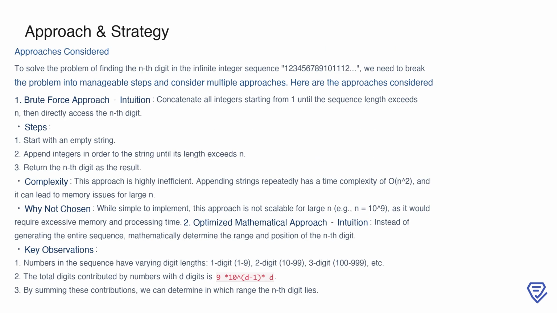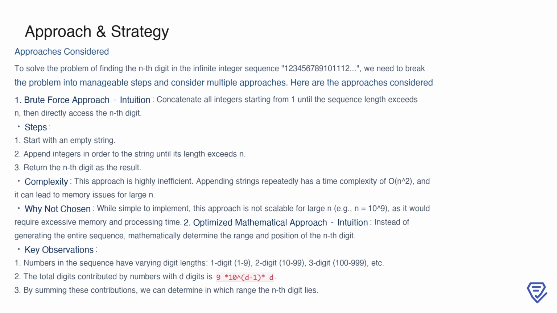To solve the problem of finding the nth digit in the infinite sequence of integers, it's important to first consider different approaches that we might take. One option is the brute force approach, where we generate the sequence by concatenating integers starting from 1 and continue doing so until the length of the sequence exceeds n. Once we have the sequence, we can directly access the nth digit.